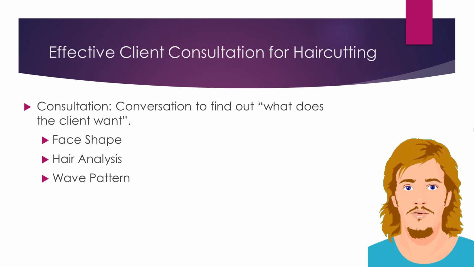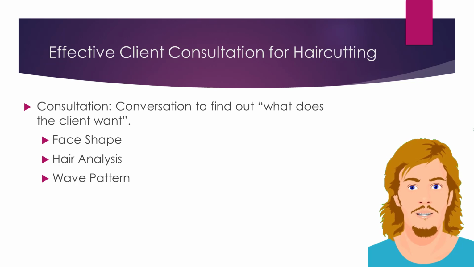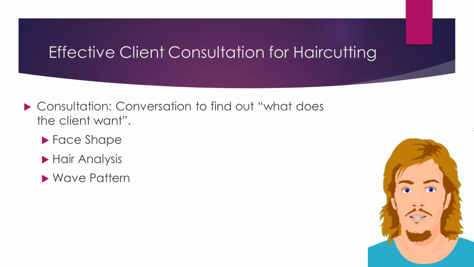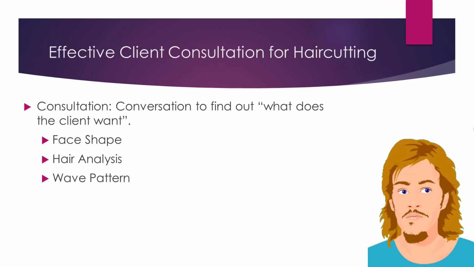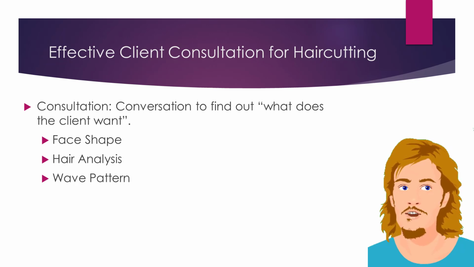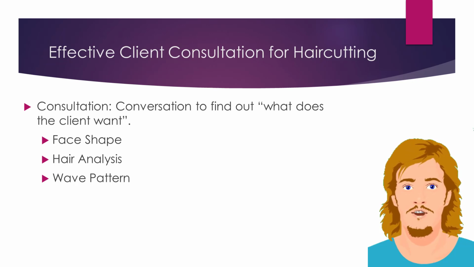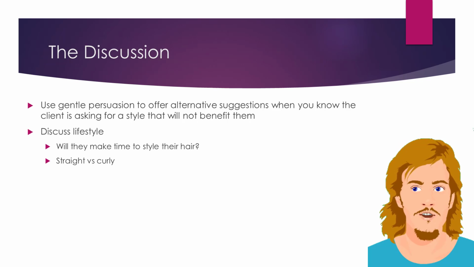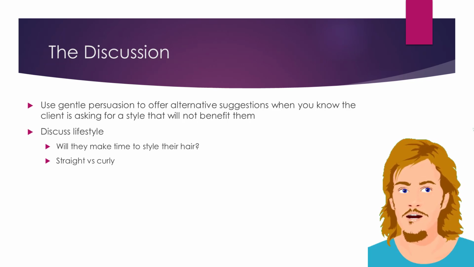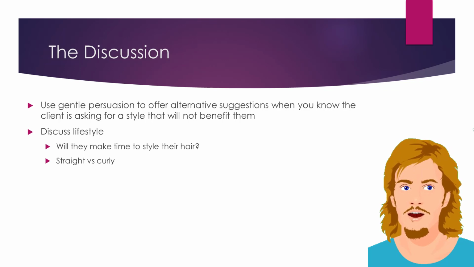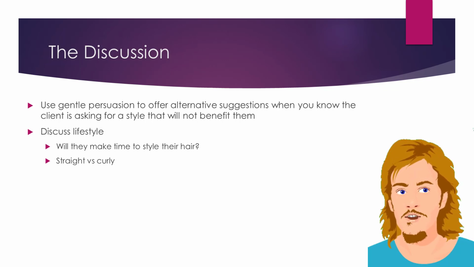Aside from finding out what the client wants, you should also be able to analyze the client's lifestyle, face shape, hair texture, density, elasticity, and growth patterns. You should be able to discuss with the client things that will, and will not, work for the client. If a client is asking for a particular haircut that you know will not be flattering for them, you should be able to use gentle persuasion to guide them in a different direction for their look.